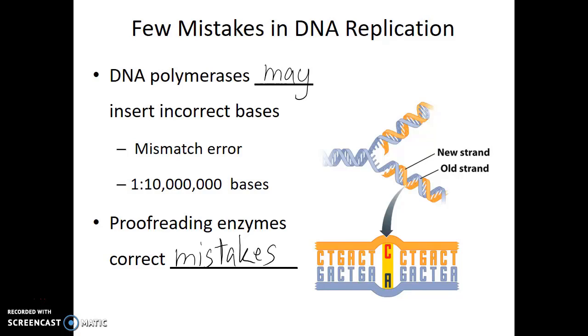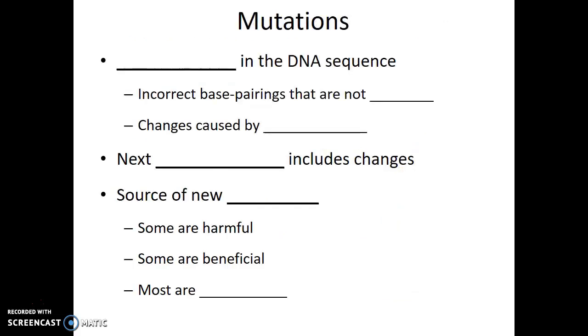One mistake every 10 million bases doesn't sound like a very high error rate, but when we consider that we have 3 billion bases in each one of our cells, we would be looking at several hundred mutations each time a cell tried to divide. And that mutation rate is just too high for our continued survival. We call these changes in the DNA sequence mutations.